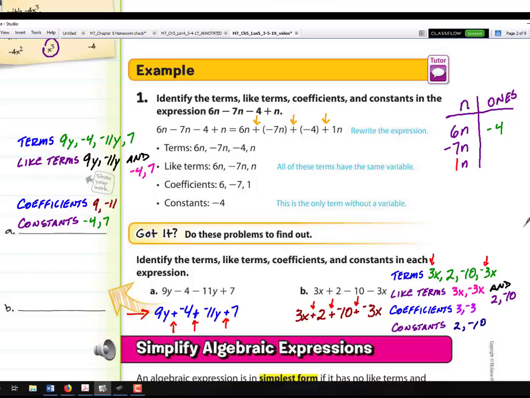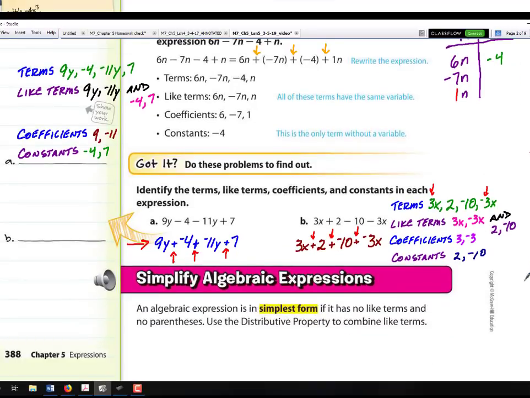Now we're ready to start the idea of actually simplifying. So when we simplify, the idea is that we're going to put all the similar things together. There will be no like terms. If you look at a simplified expression, you'll say, wait a minute, there aren't 2 things with x, or 2 constants or 3 constants. We've combined them all.